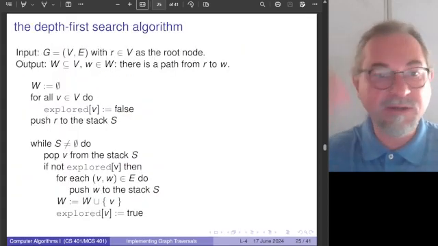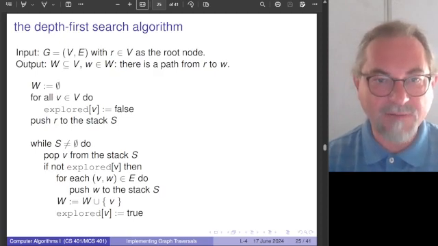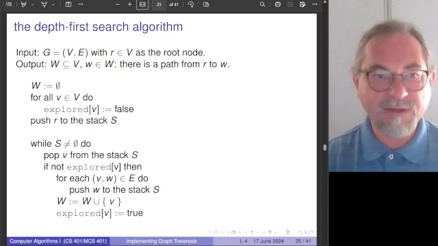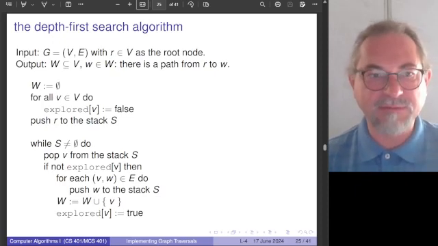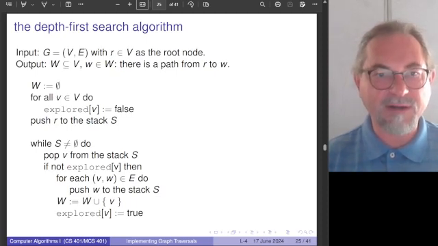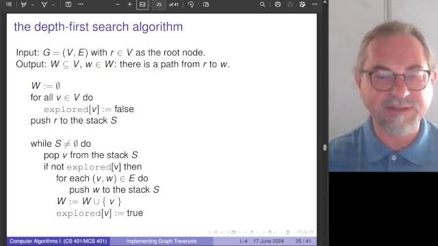Okay, here is the formulation. On input, we have a graph, two lists, the vertices and the edges. We compute all the vertices that can be reached from the root. So this gives you actually the search structure.